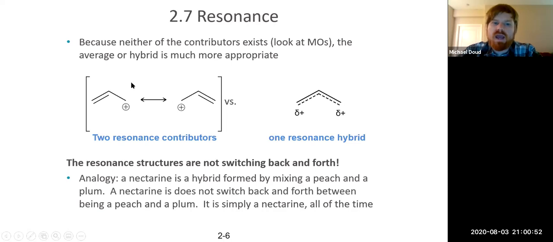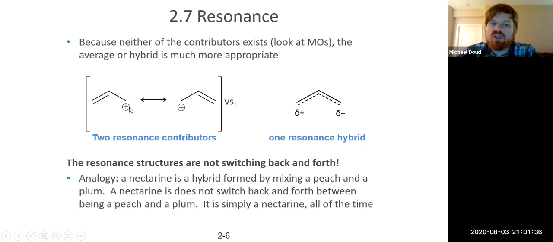We know that overall, when we actually have these two resonance contributors, the real structure is somewhere in between the two. In this case, both are equally valid. We'll talk about validity later on. Since both of these contributors can contribute, when we mix them together, we get a 50-50 mix, where rather than having a pi bond between carbon one and carbon two, or between carbon two and carbon three, those pi electrons are spread out entirely between carbon one to carbon two and carbon two to carbon three. So it's like we have, rather than a double bond, a 1.5 bond here and a 1.5 bond here. Also, the positive charge is spread out as well.